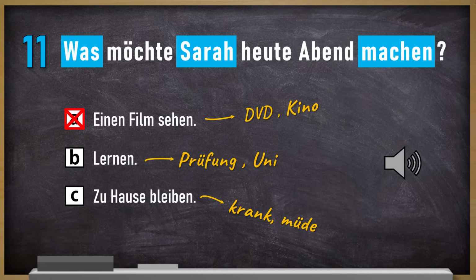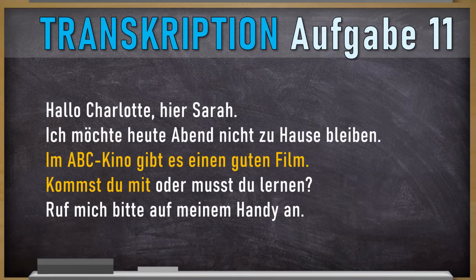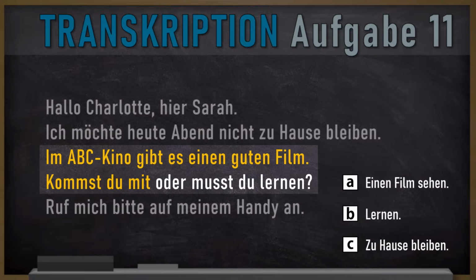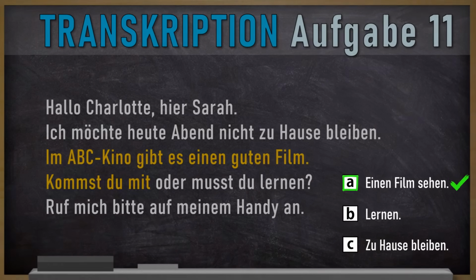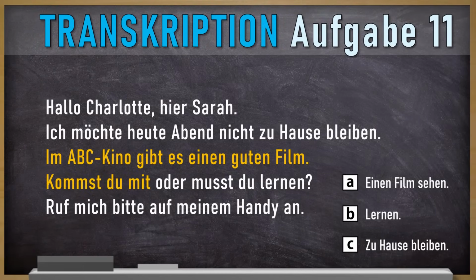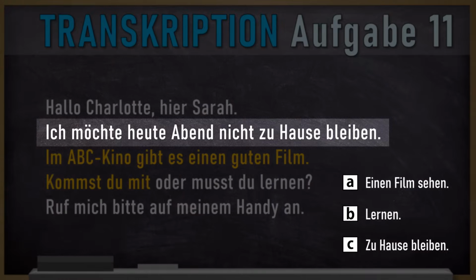Einen Film sehen. Sarah sagt, im ABC-Kino gibt es einen guten Film. Kommst du mit? This sentence tells you that she plans to go to the movies and she asks her friend Charlotte to come with her. You can also solve this question by knowing or understanding which of the answers are incorrect.